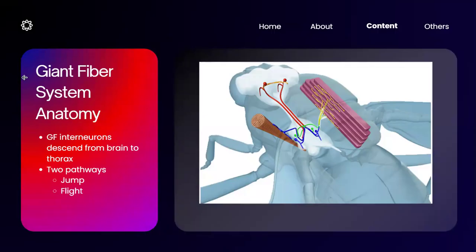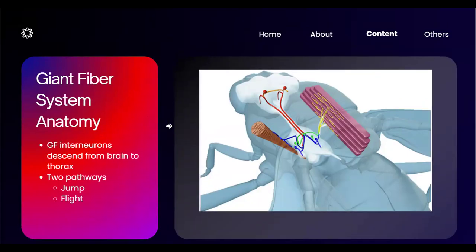So the circuit that we're studying is the giant fiber system in the fruit fly. So this is the anatomy in the paper. If you would like to, you can follow along with the paper. I posted the link in the WhatsApp chat, so you can access it there. And this diagram is in the paper.